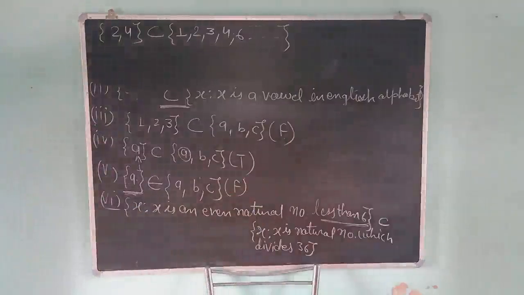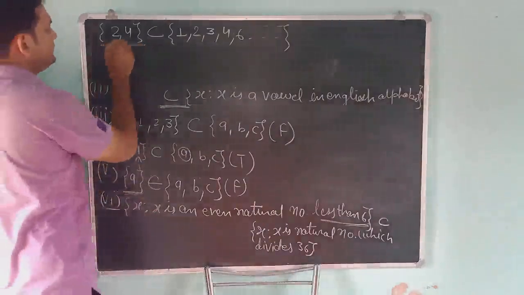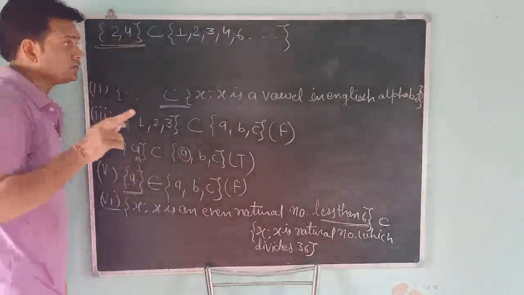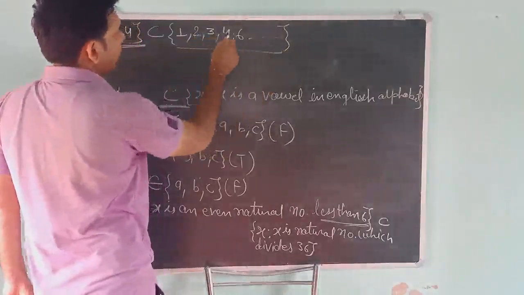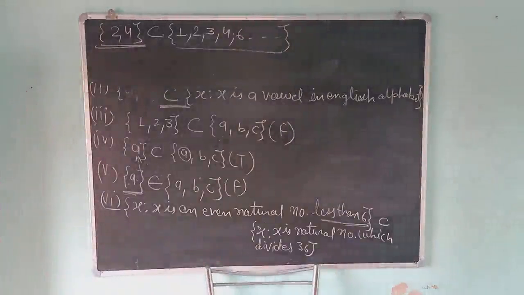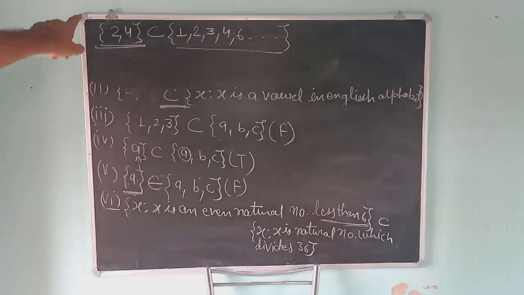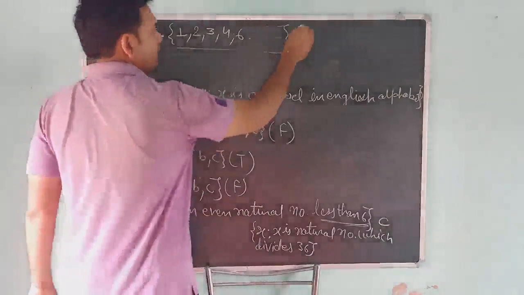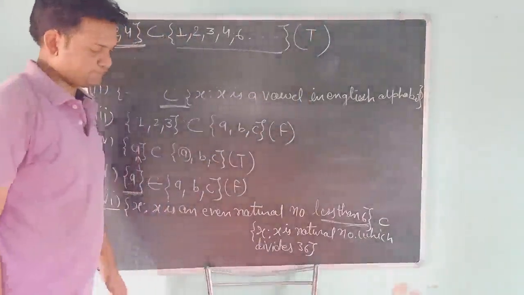And so on. So students, here we can see that in the first set we have 2 and 4, and these elements are also in the second set, 2 and 4. So students, all elements of the first set belong to the second set. So the first set is a subset of the second set. This statement is correct, and here I will write true.